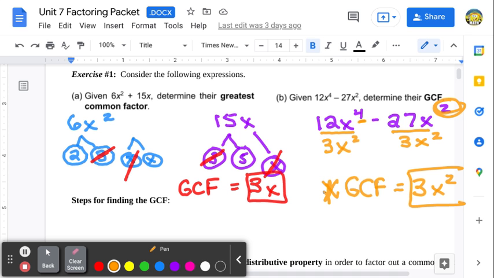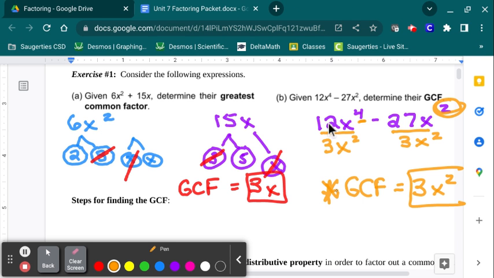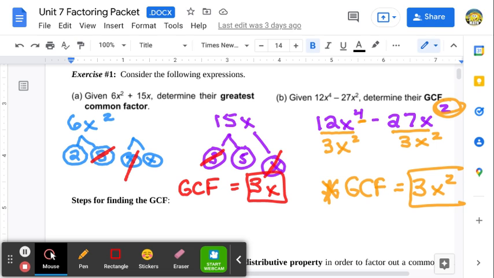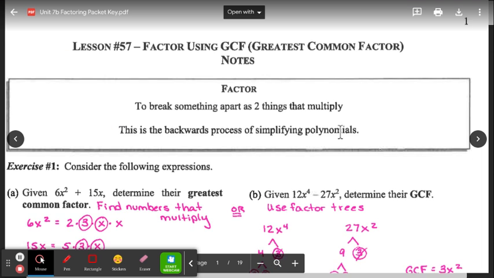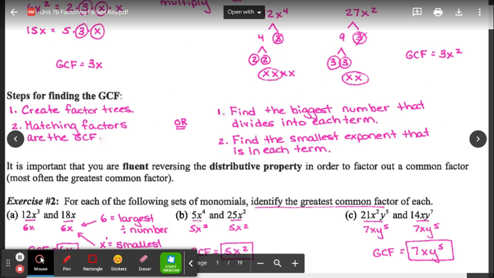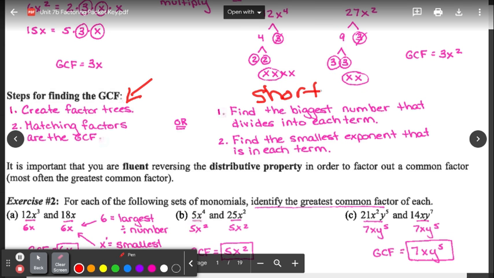This is the way I'm going to work with the most on videos, but you always have the option to do factor trees. So what I'm going to do now is put up my key so you can copy down the steps. Okay, so pause this video, copy down these steps. This way is the factor tree, and this is the shorter version. So like I said, pause this and then restart it. We're going to practice finding the GCF next.